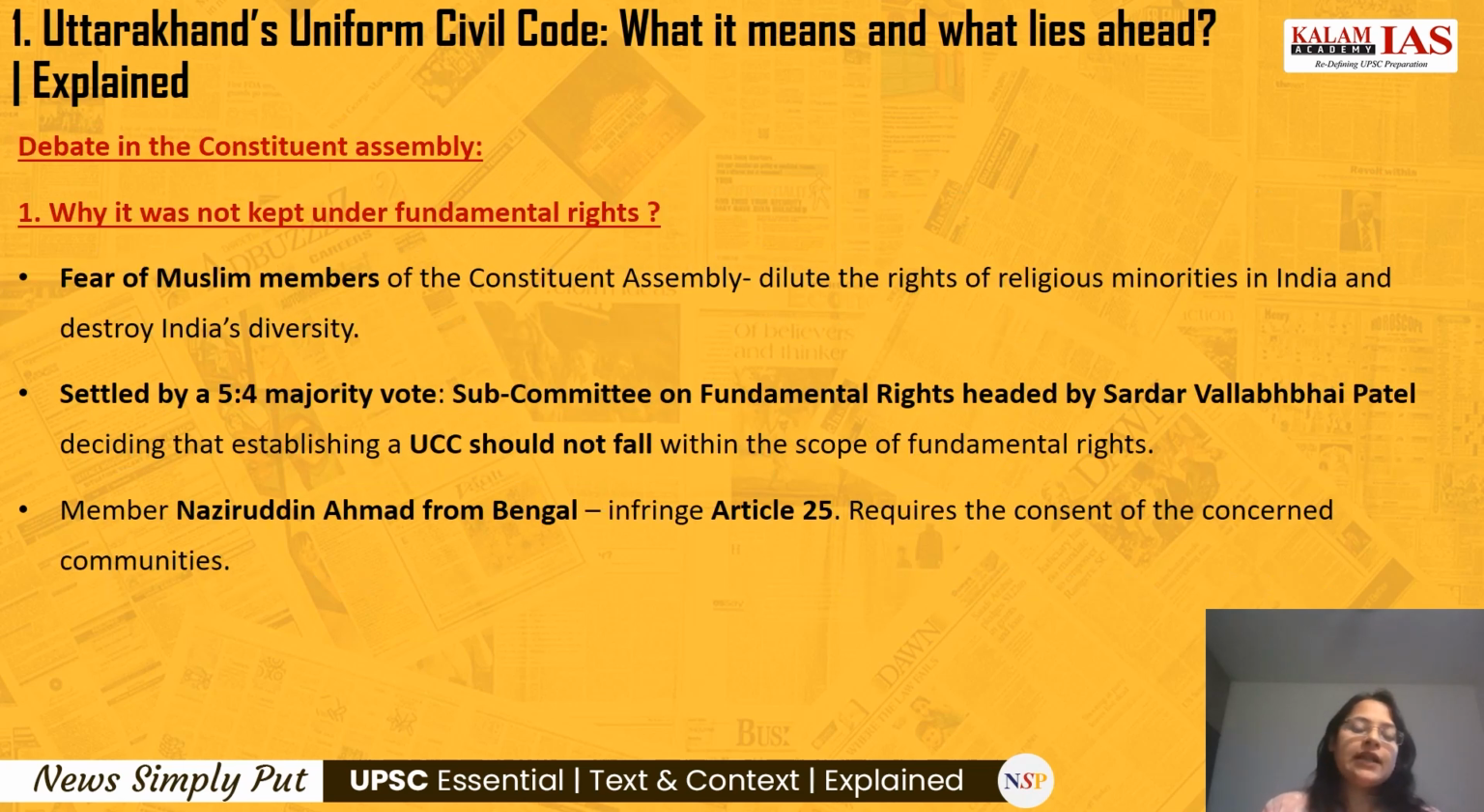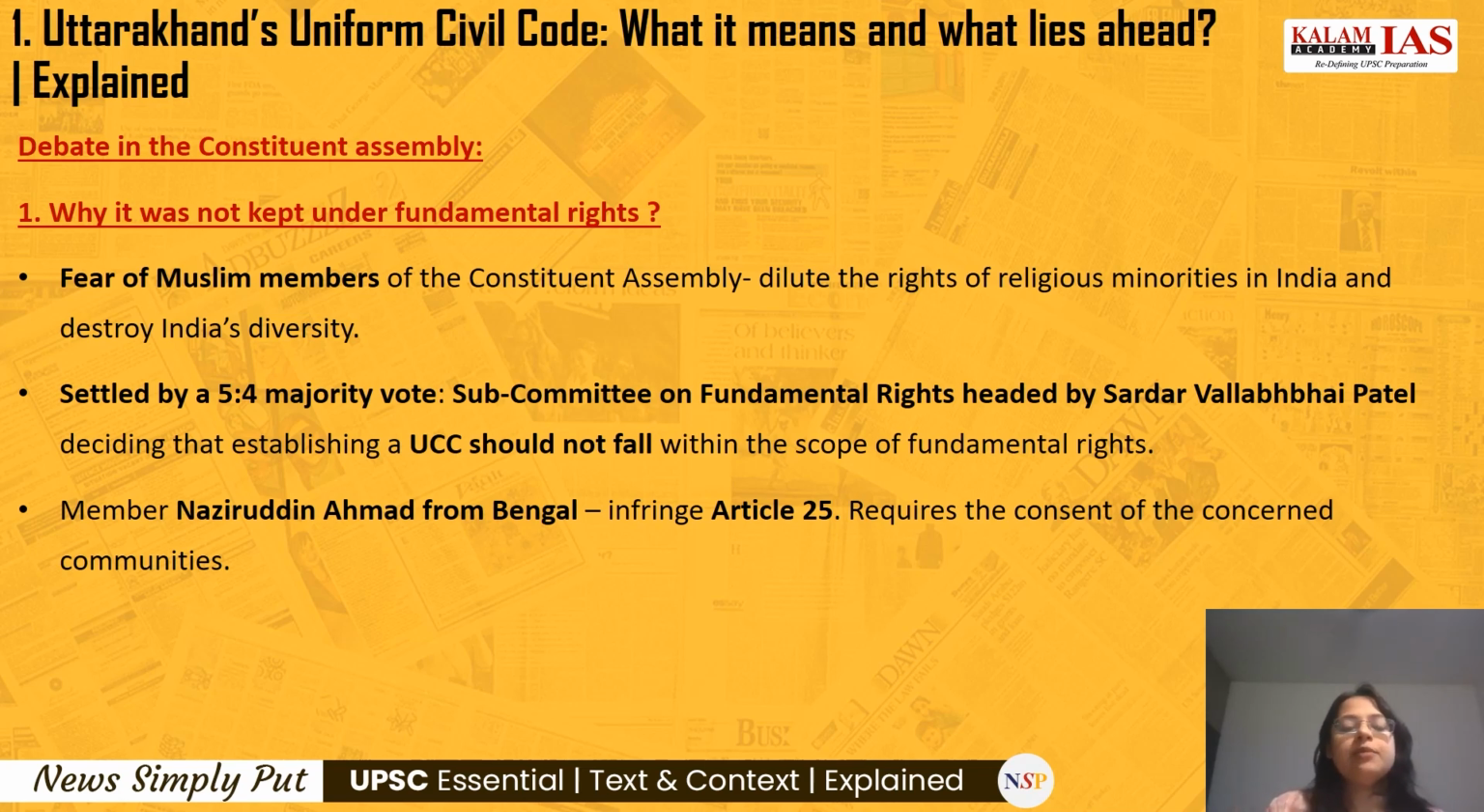So let's now understand what was going on in the minds of the framers of the Constitution then. What was the debate happening in the Constituent Assembly when this Uniform Civil Code was in front of the framers? We would be understanding both sides. First, why was it not kept under the fundamental rights? Let's understand the viewpoints. Some kind of fear was there among the Muslim members of the Constituent Assembly that their rights would be diluted. The religious minorities in India would face a vulnerable situation, their rights would be diluted and hence India's diversity and plurality would be destroyed.